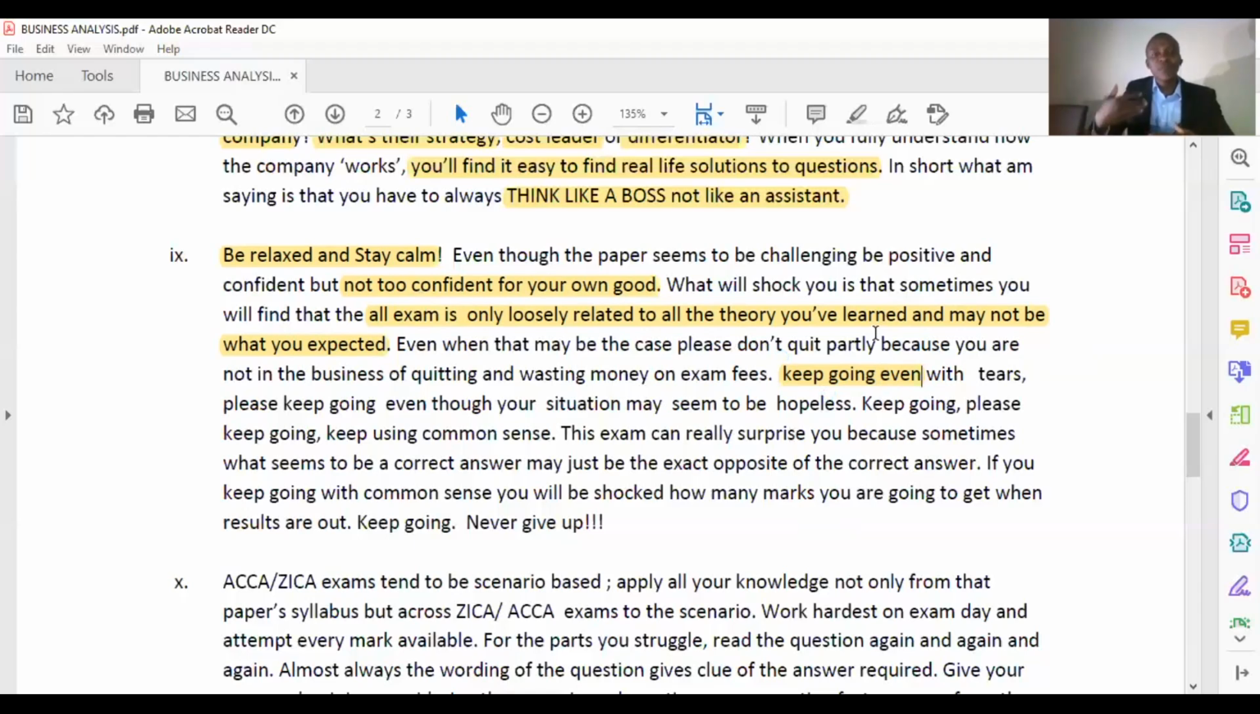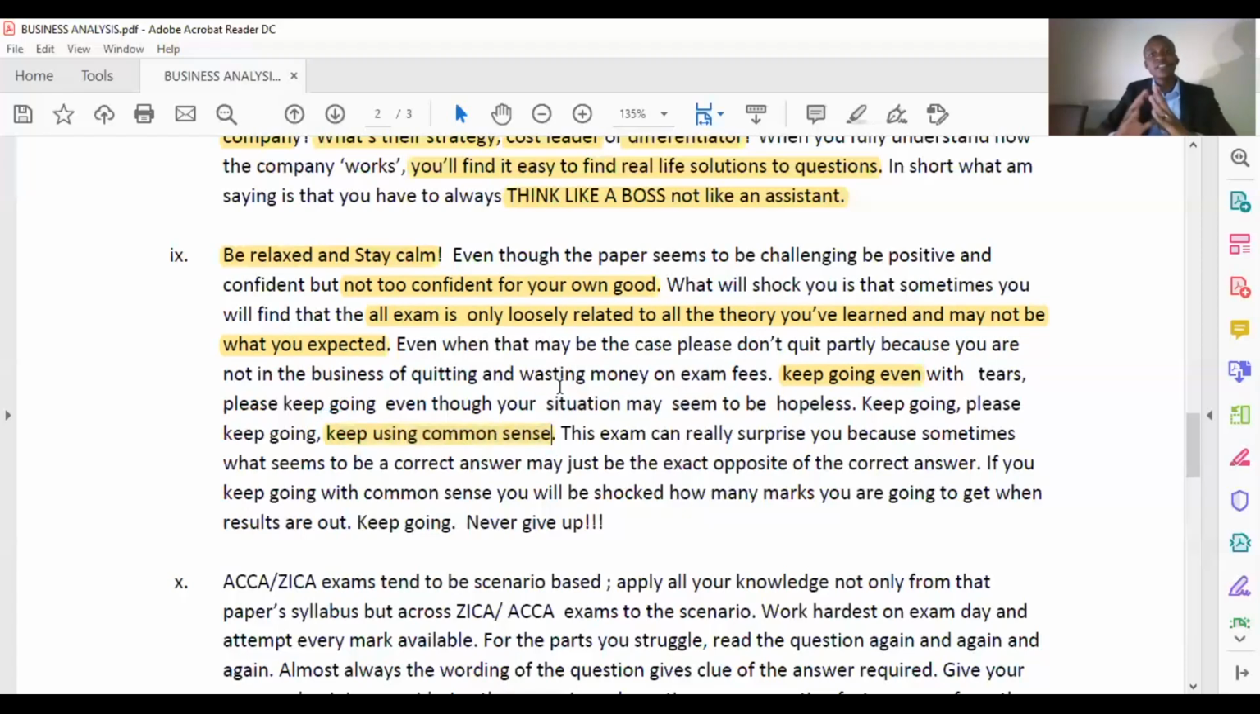Please keep going. Because sometimes what seems to be a real answer is the exact opposite of what the real answer is. So don't be discouraged. Just trust your common sense and use the real life solutions to a particular situation that the examiner has presented to you. So what I'm encouraging you here is that please keep using common sense.